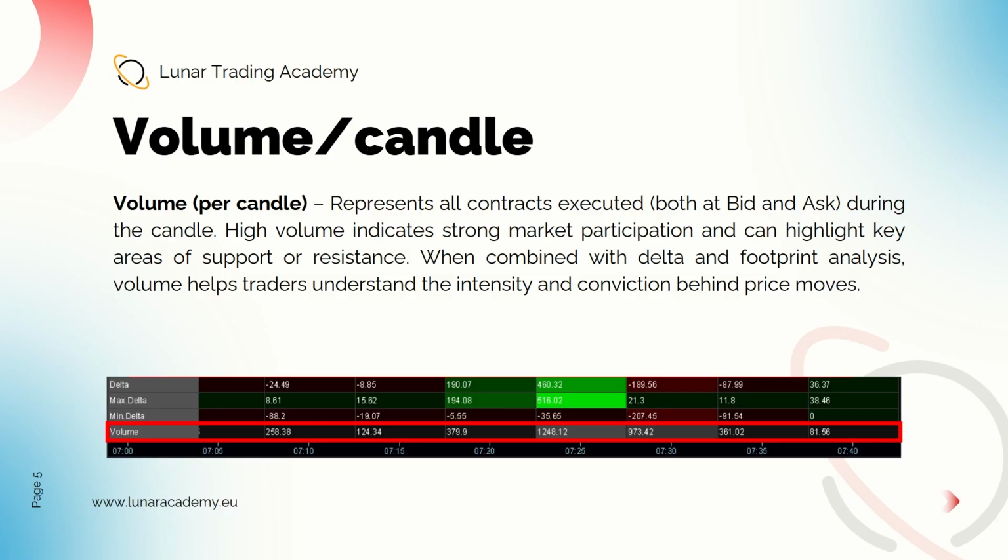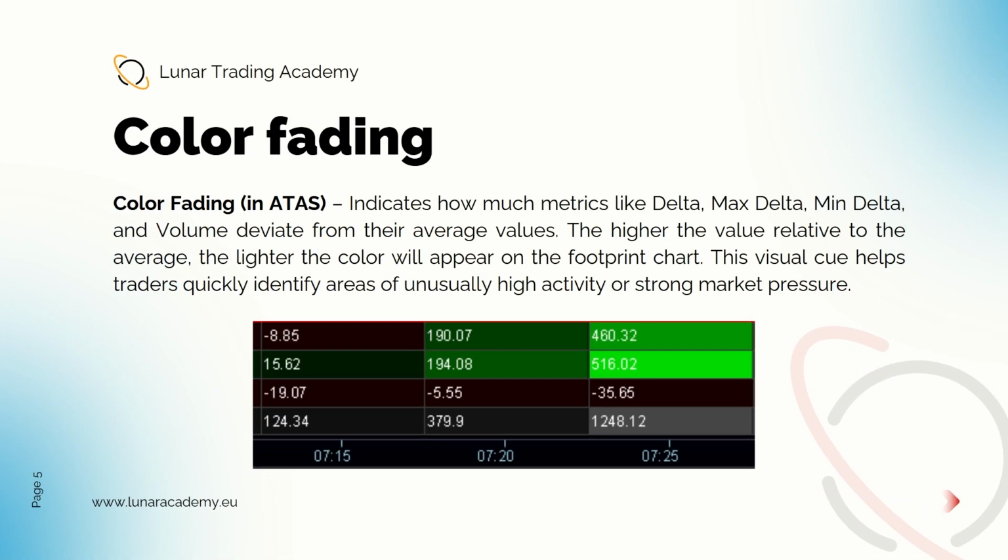Next, we have the color fading feature. Color fading visually highlights areas of unusual activity by comparing each candle's key metrics like volume, delta, min delta, or max delta to the average of nearby candles.